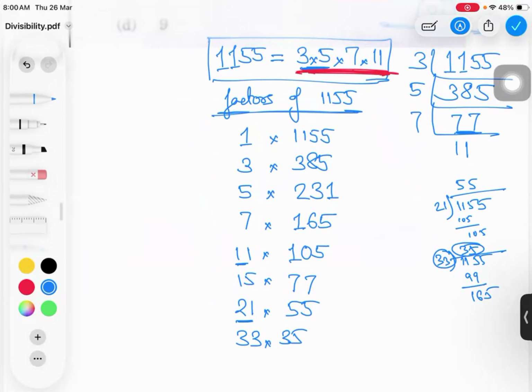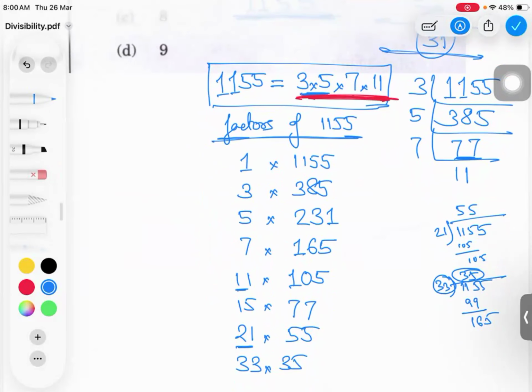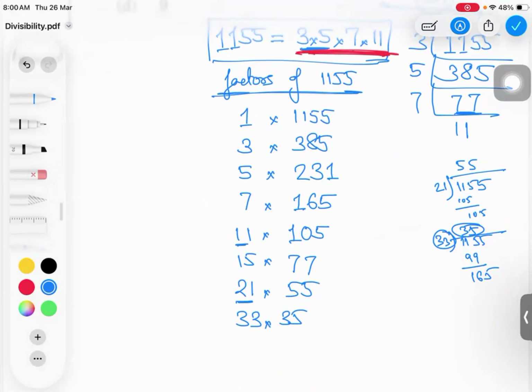Simple सा concept है. There are so many factors. Okay, we went through the prime factorization. We got four prime factors. Out of those four prime factors, we are able to unfold 16 factors of 1155. All right. यहाँ तक तो सब पूरा मैथ्स चल रहा है.